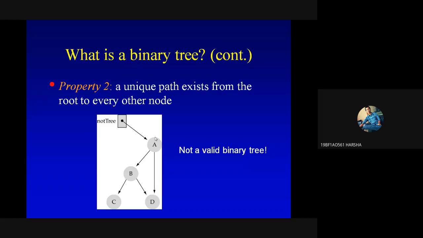The second one is that there should be a unique path from the root node to every other node. For example, if you consider this tree, it is not a valid binary tree, because we can reach the D node from A to D, or by one more path, A to B, B to D. So there are two paths, and it is not a unique path to reach D. If a unique path exists from the root node to every other node, then we call it a binary tree.